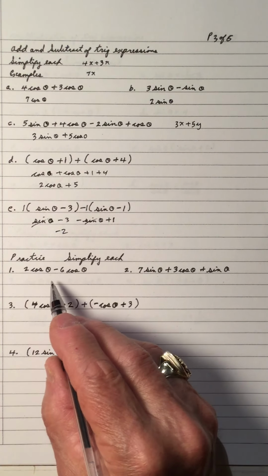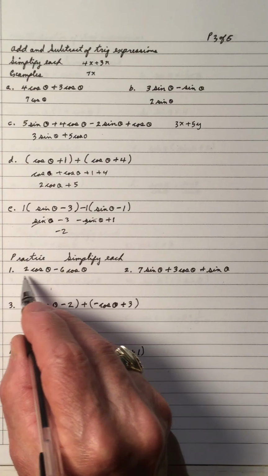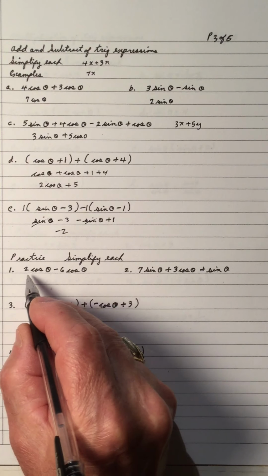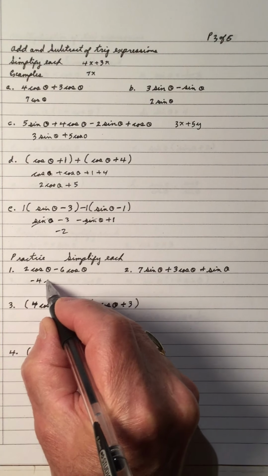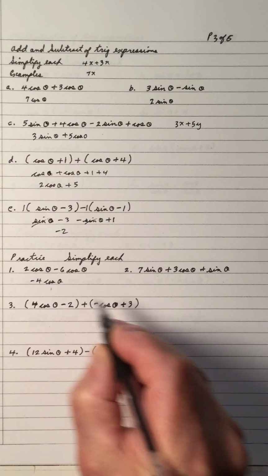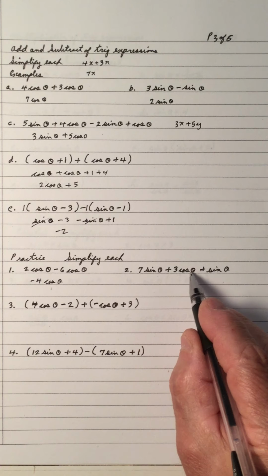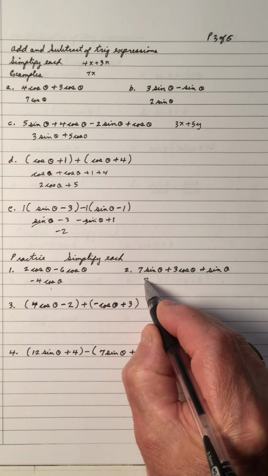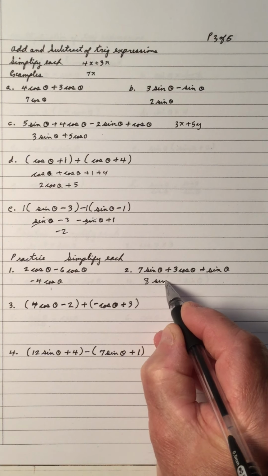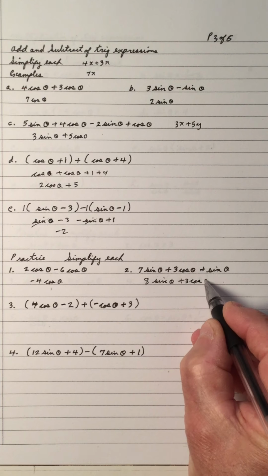So pause the video and see if you can get these right. Here we go. Number 1, they're the same terms. So 2 subtract 6 is negative 4 cos theta. And right here we have 7 sine theta, cos theta, sine theta. So these two go together. 7 plus 1 is 8. So it's 8 sine theta plus 3 cos theta.